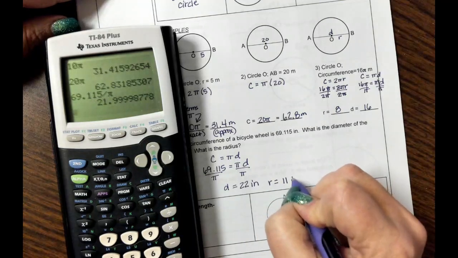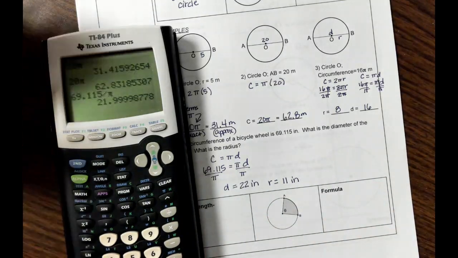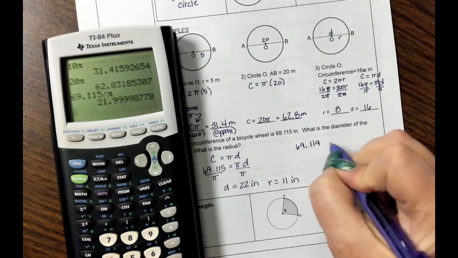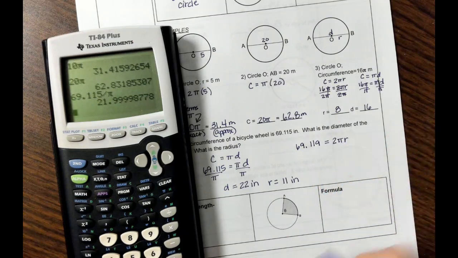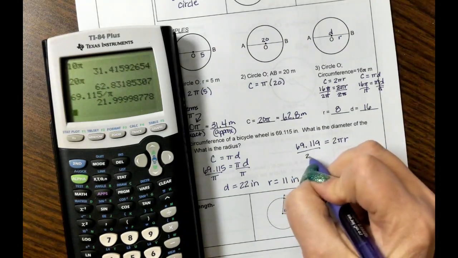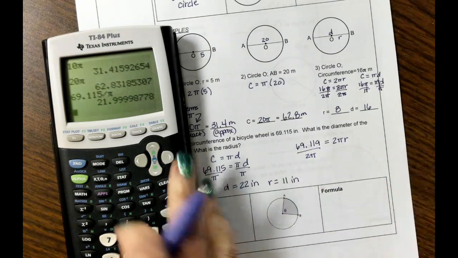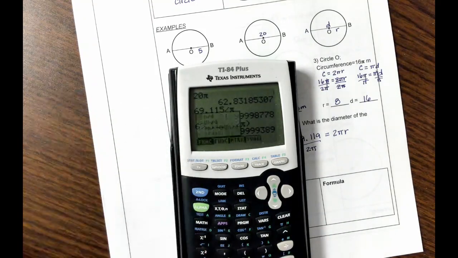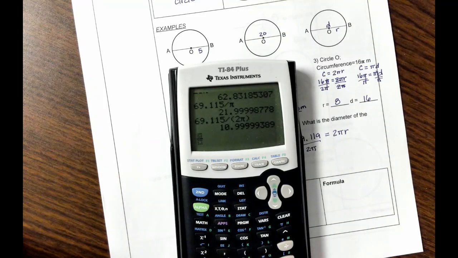Now, I do want to point something out just so you won't make this mistake. If you decide you want to use 2 pi r, and you want to find the radius first, that's fine. But be sure that when you type it into your calculator, it would be 69.115 divided by 2 pi. You have to divide with it in parentheses, or you can do it as a fraction, and then you won't make a mistake. 69.115 with 2 pi in the denominator like that. Okay, notice that you get the same 11.